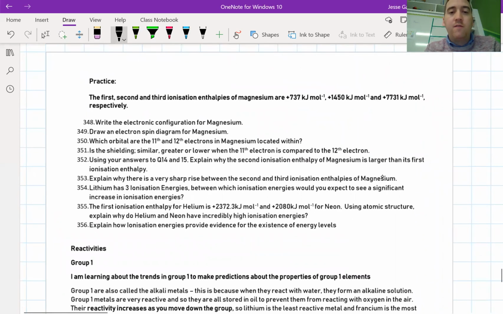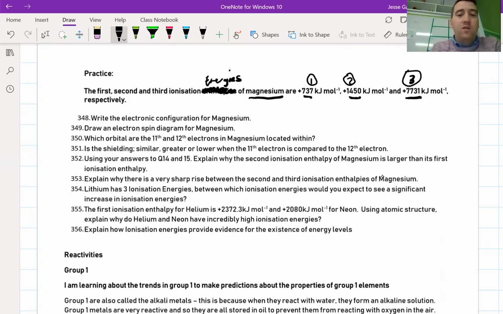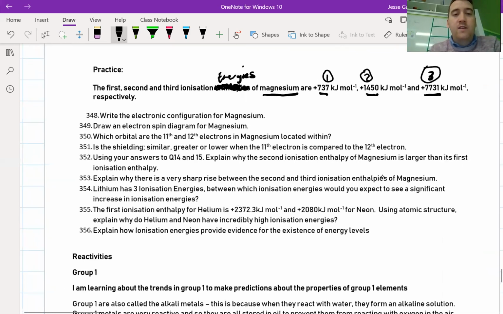All right, so you're given some information here before we do some questions. It says the first, second, and third ionization energies of the element magnesium are 737, well, this is the first ionization energy because it's the first value. 1450, this is the second ionization energy because it's the second value. And then look at the difference here. I just want to point this out to you. 737, 1450, and then whoa, 7731. So a massive jump to the third ionization energy. I wanted to point that out to you before you begin the next set of questions.